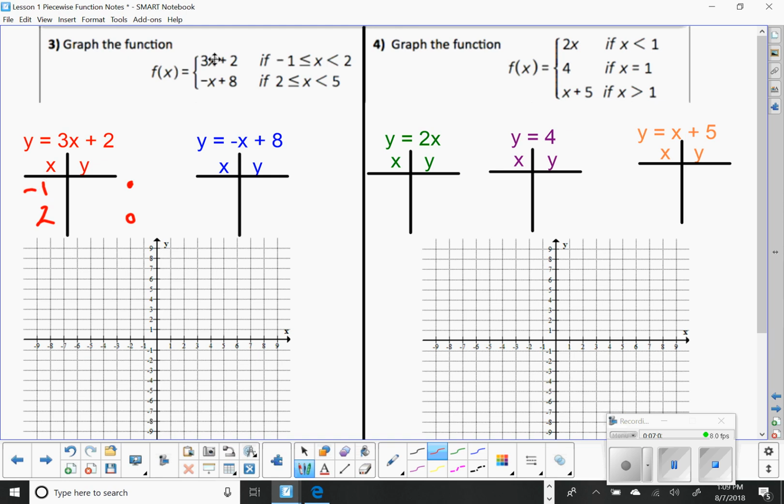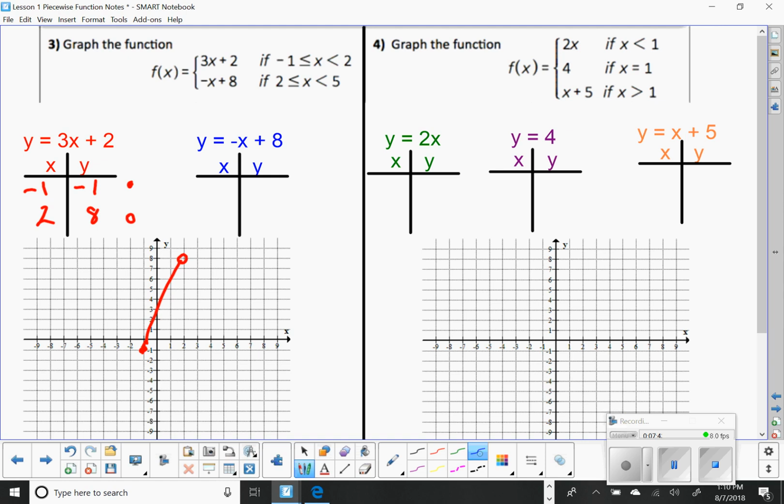At -1, when I put -1 in, 3 times -1 is -3 plus 2 is -1. If I put in 2, it doesn't really belong in this top one, but that's why it's the open dot. 3 times 2 is 6 plus 2 is 8. So I'm going to go to -1, -1, put in a solid point. I'm going to go to 2 and 8 and put in an open point. Now, because it's linear, I can just connect those with a line. Using an index card or something helps.